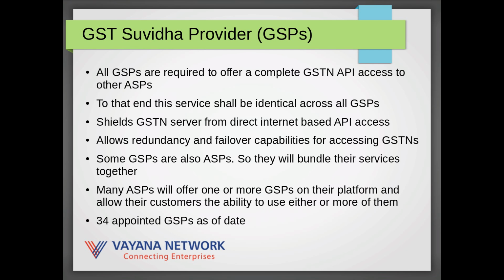So GSPs are a set of intermediate companies who are required to offer complete GST API access to all other ASPs. To that end, even though there are a large number of GSPs who have been appointed, 34 to be precise as of date, this service shall be identical across all GSPs. This shields the GSTN server from direct internet-based API access. It allows a certain amount of redundancy and failover capabilities for the ASPs to be able to access GSTN.